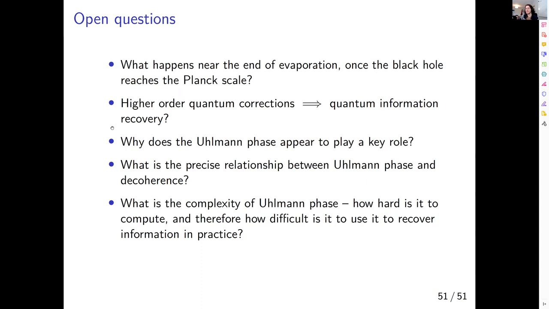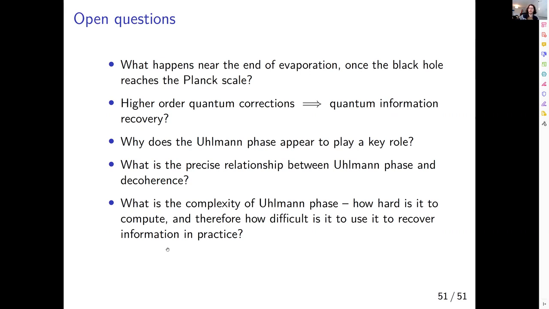Third is an even more open question. Why does the Uhlmann phase appear to play a key role? I mentioned that I have a suspicion there's something going on with decoherence, but I don't know for sure. So it'd be interesting to understand more about that. What is the precise relationship there?